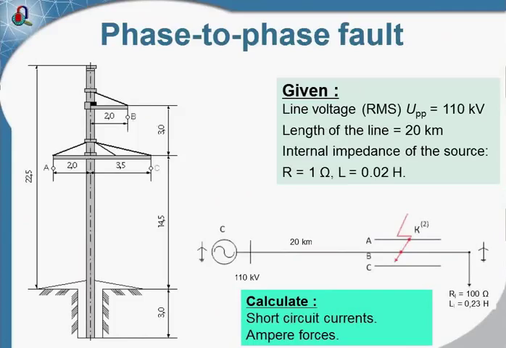Now to the next case, phase-to-phase fault. You know, it happens sometimes. Conductors, there is a fault to the ground, or phase-to-phase fault. And the large current flows in the conductors in this case. And our task is to simulate this case and find how the currents will change in time. Let's switch to QuickField.